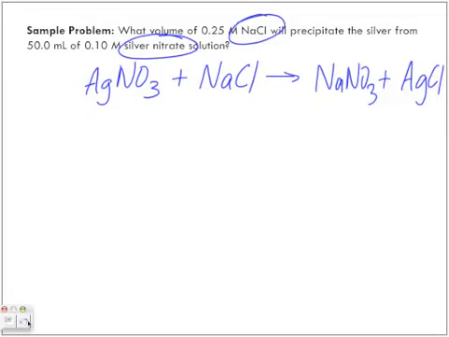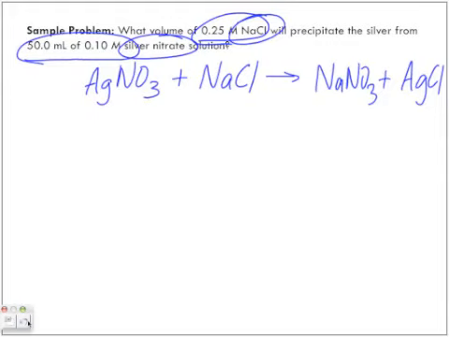After you've written out your equation, what are you going to do? You want to balance it. Okay, so let me save you that method. It's already balanced. So nice and easy. Right? So what do we have? We have 0.25 moles per liter of sodium chloride. We have 50 milliliters of 0.10 moles per liter of silver nitrate.